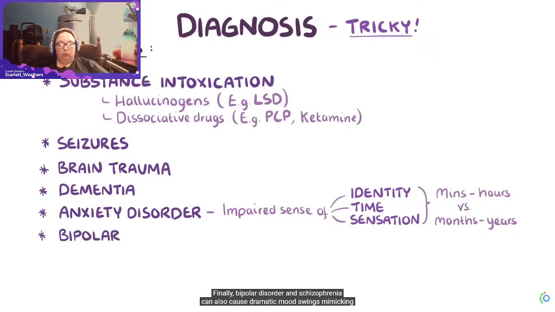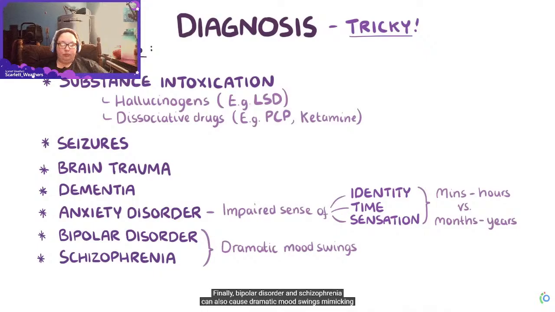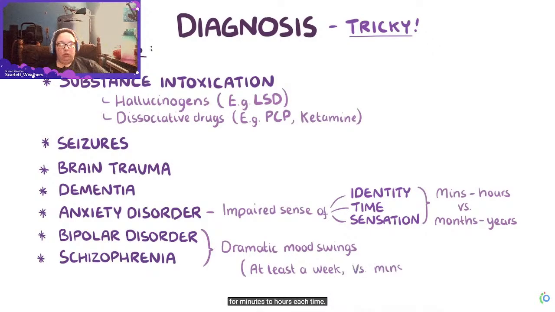Finally, bipolar disorder and schizophrenia can also cause dramatic mood swings, mimicking dissociative identity disorder. But while these depressive or euphoric moods can last for a week, the change in personality in dissociative identity disorder only lasts for minutes to hours each time.